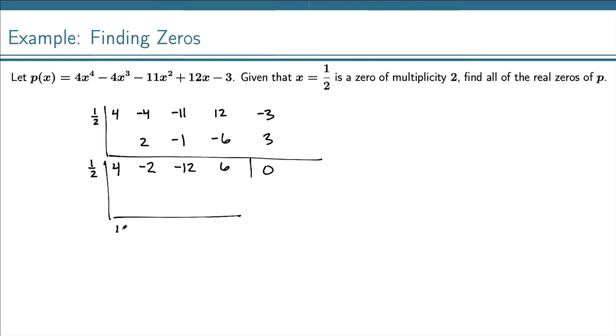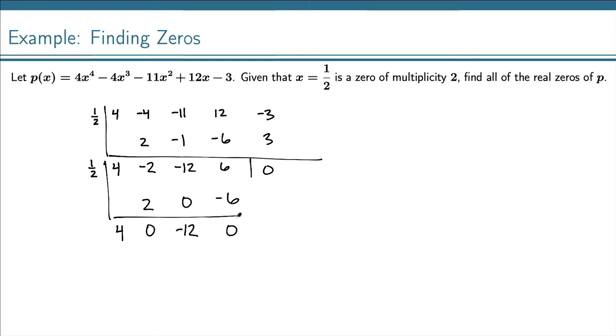So we bring the 4 down. 4 times 1/2 is 2. Negative 2 plus 2 is 0. 0 times 1/2 is 0. Negative 12 plus 0 is negative 12. And negative 12 times 1/2 is negative 6. And now 6 plus negative 6 is 0. And again, we were expecting this 0 because we knew that 1/2 was a 0 of multiplicity 2. So it had to work twice.